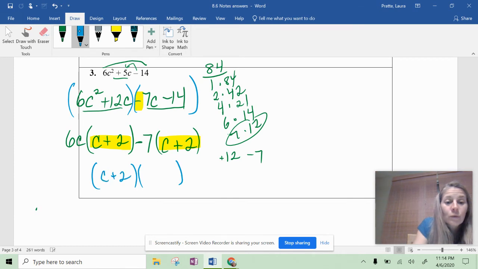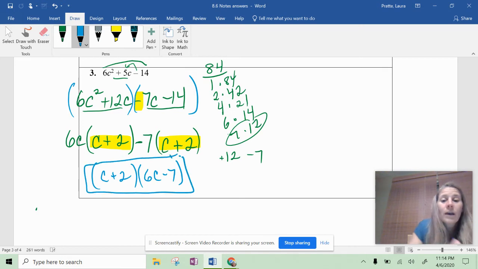So c plus 2 is one of your two factors, and then the 6c minus 7 come together to make your other factor.